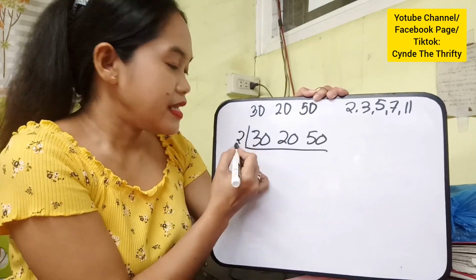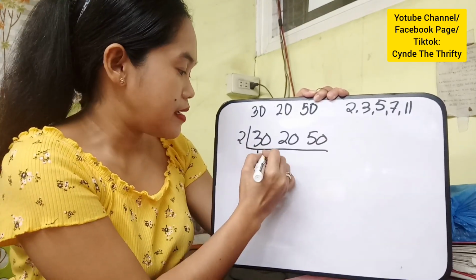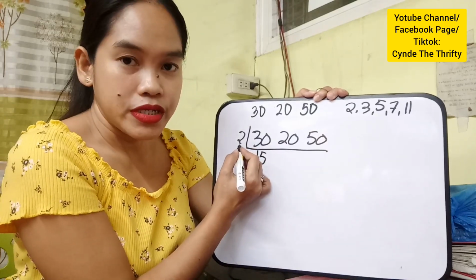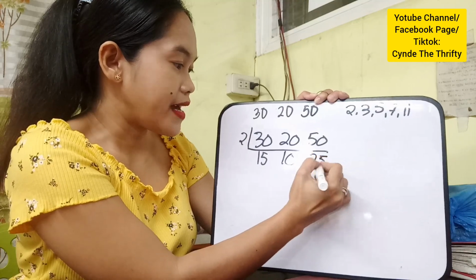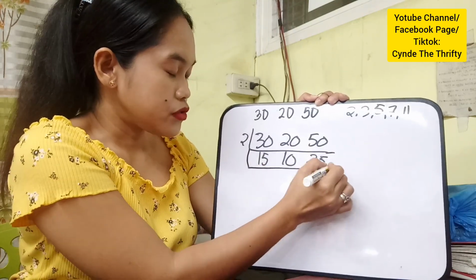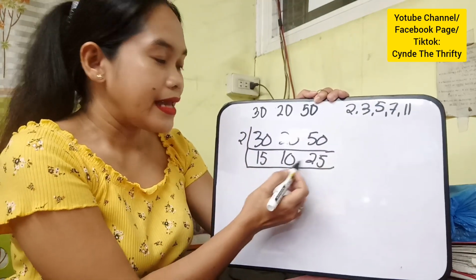So, 2. 30 divided by 2 is equal to 15. And 20 divided by 2 is equal to 10. 50 divided by 2 is equal to 25. Now, let's go to second line. So, 15, 10, and 25.